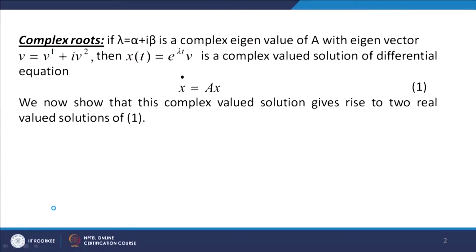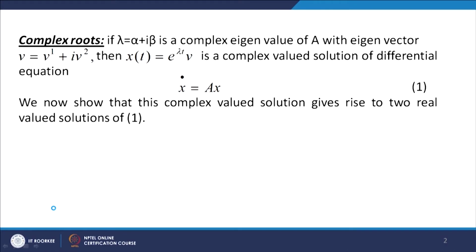So let us consider the case where suppose lambda equal to alpha plus i beta is a complex eigenvalue of A with eigenvector v equal to b1 plus i b2. Okay. So here what we are assuming is that the characteristic equation determinant of A minus lambda I equal to 0 has a complex root lambda equal to alpha plus i beta. If lambda equal to alpha plus i beta is a root, lambda equal to alpha minus i beta is also a root, because we are assuming A to be a real matrix.